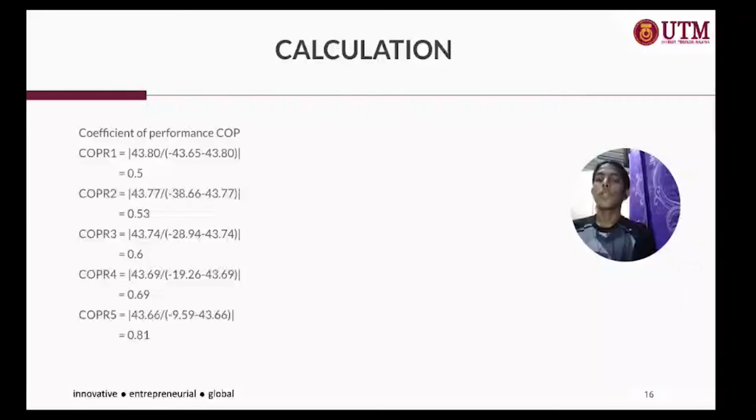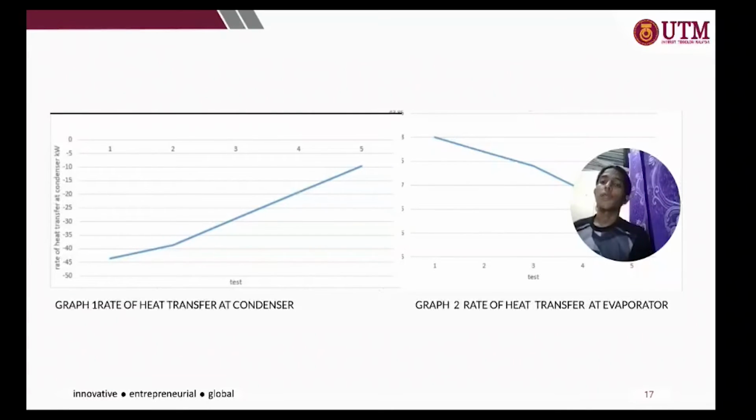Okay, I will continue with the calculation of coefficient of performance, COP. For this calculation, we use the formula COP equals modulus QL divided by QH minus QL, which gave COPR1 equal to 0.5, COPR2 equal to 0.53, COPR3 equal to 0.6, COPR4 equal to 0.96, and COPR5 equal to 0.81. This is the graph that we obtained from the values that we got from the calculation.